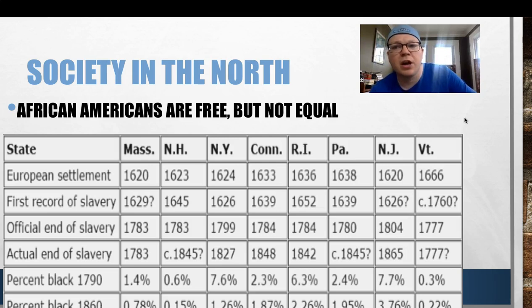Some of them still practiced it in some way, shape, or form, or allowed people from the South to bring their slaves up. But for the most part, African Americans are free. Many African Americans in places did not have the right to vote. Many could not own property. In some states they could do both, but not in every state. So African Americans were for the most part free in the North, but definitely did not have equal rights and did not have an equal opportunity as white Americans in the same place.